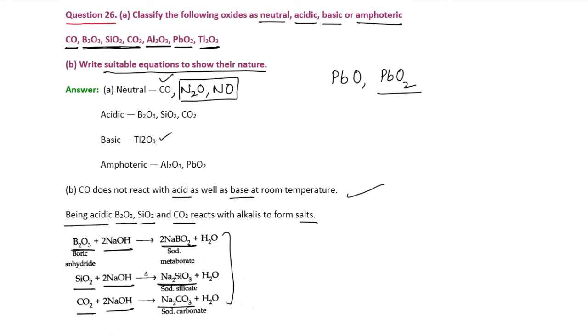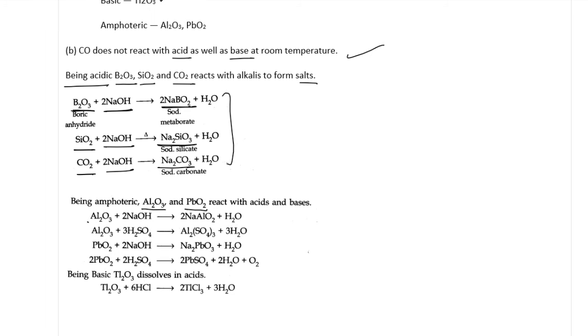Now Al2O3 and PbO2 both are amphoteric oxides, that means they can react with acid as well as base. So see, Al2O3 can react with sodium hydroxide to give sodium metaaluminate. Al2O3 can react with H2SO4 to give aluminium sulfate. PbO2 can react with sodium hydroxide to give sodium plumbate, or lead oxide can also react with sulfuric acid to give lead sulfate. That's it.